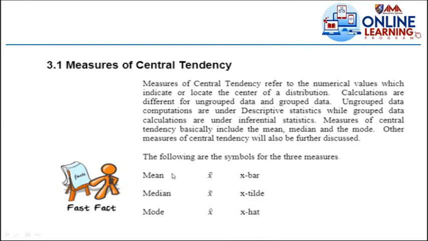Sometimes the words mean, median, and mode are no longer there. What you can see are only the symbols. So you should know the difference between the mean, the median, and the mode.